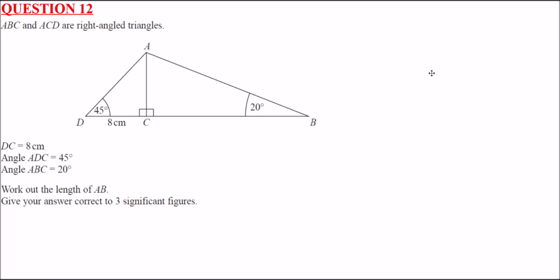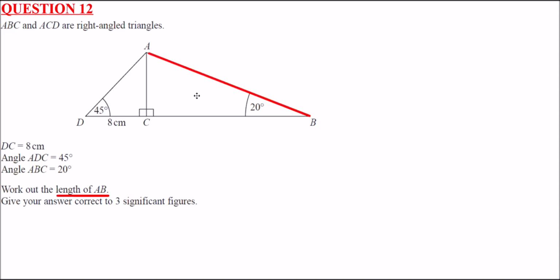Question 12, we've got ABC and ACD, which are right-angled triangles. So because these are right-angled triangles, it should be saying to you, it's probably going to be SOHCAHTOA. It's going to be right-angled trigonometry. So we need to work out the length of AB, which I'm going to highlight in red, like this.